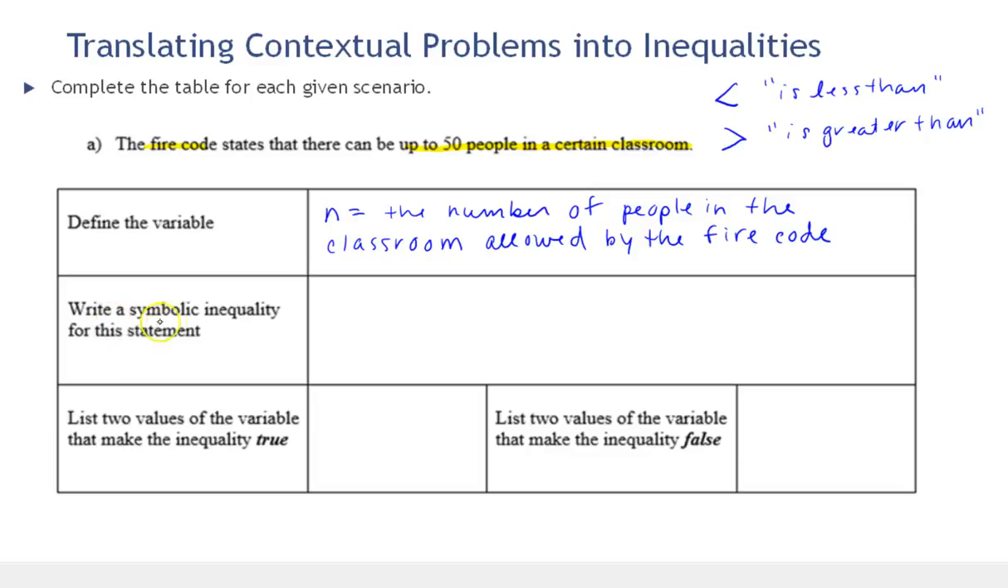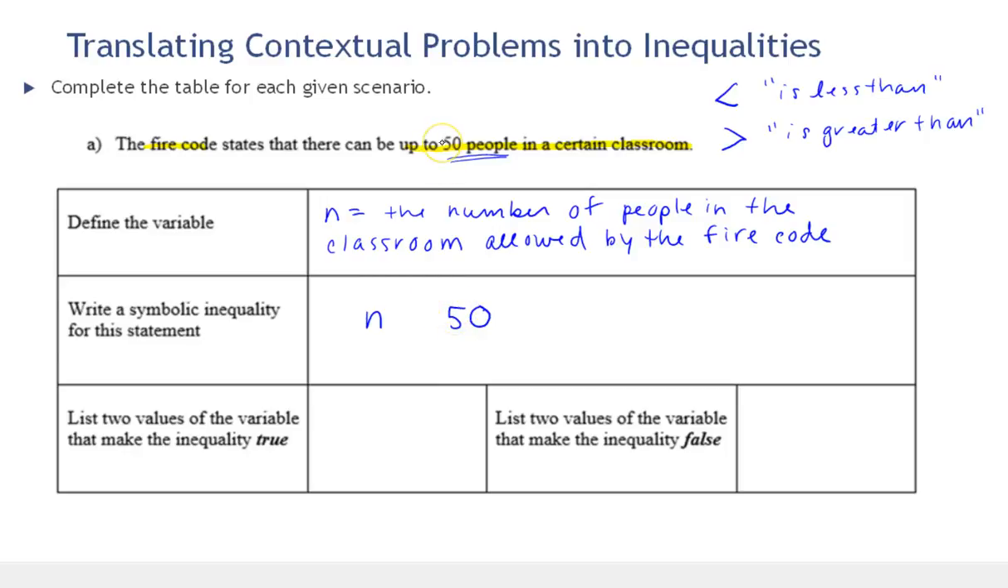Now we're asked to write a symbolic inequality for this statement. Okay? So we're comparing here the number of people in the classroom allowed by the fire code to a boundary value of 50. So I'm going to put n and 50. And I don't know which inequality symbol I'm going to put in here. So that's what we're going to figure out next. So we want to see the relationship between n and 50.